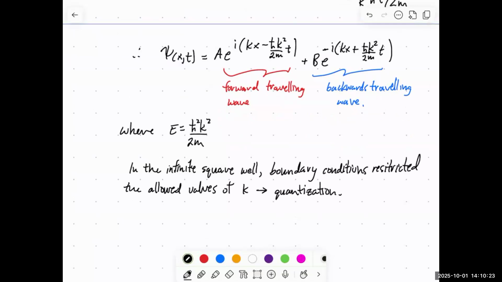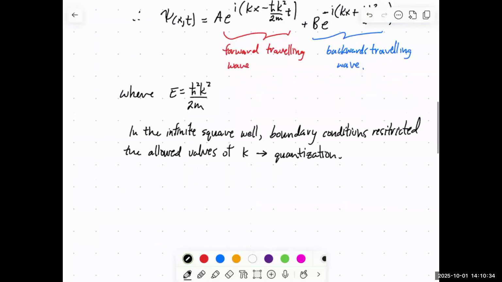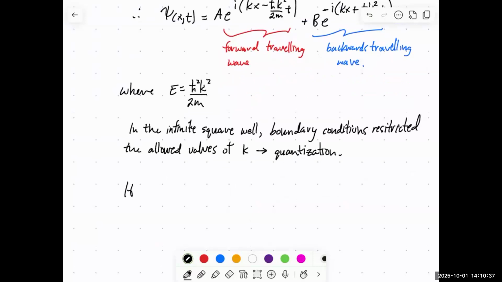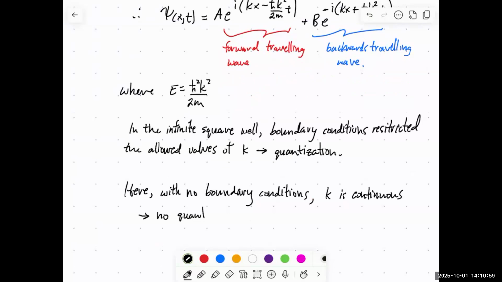What's different now is that I'm not in a well. I don't have boundaries where the potential goes to infinity. And so there are no conditions that restrict the value of k. So k is a continuous variable in this case. So here, with no boundary conditions, k is continuous, and there is no quantization. All right, fair enough.